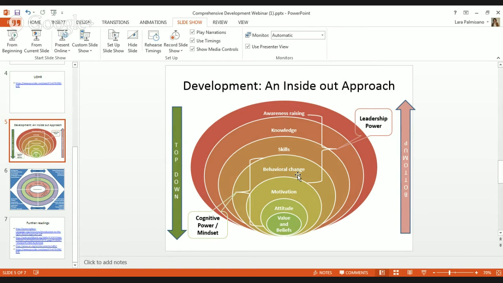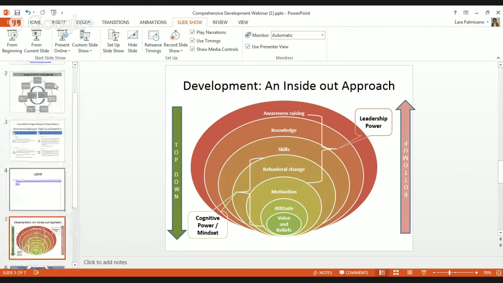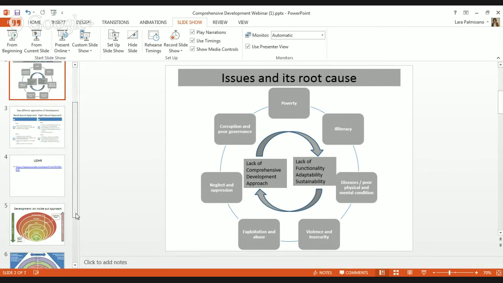Moving further, how it translates into the reality of the work, as we saw in the second slide of the presentation, there are different issues: poverty, illiteracy, poor physical and mental condition, violence, exploitation, neglect, or any other issue which we take.